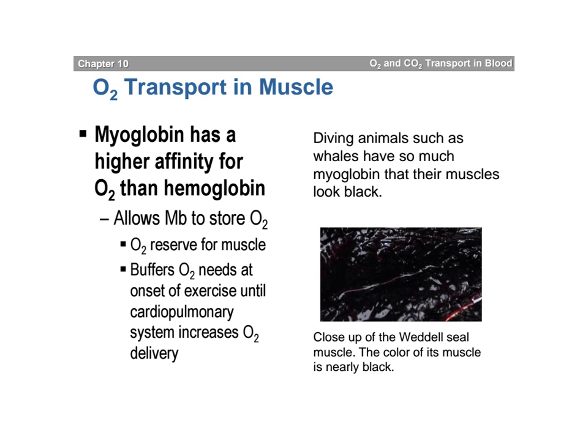So as I mentioned earlier, we can look at different muscle and get a good idea of how much myoglobin there is just by looking at its appearance. Of course, there are tests that can give us the exact amount of myoglobin per kilogram of muscle. It turns out that diving animals, such as whales, have so much myoglobin that their muscles actually look black. Here's a close-up of a Weddell seal muscle. The color of its muscle is nearly black. People studied this, and they found that there's, in fact, a tremendous amount of myoglobin.